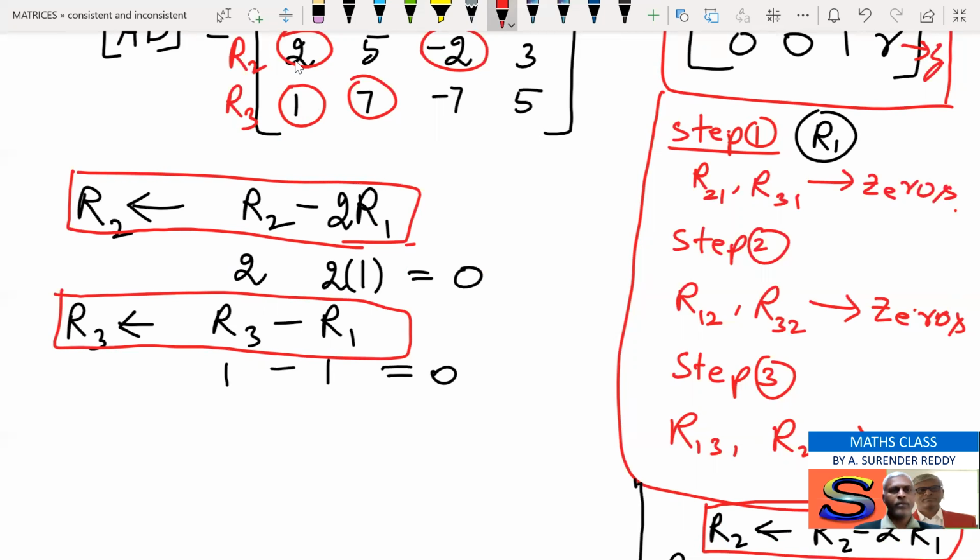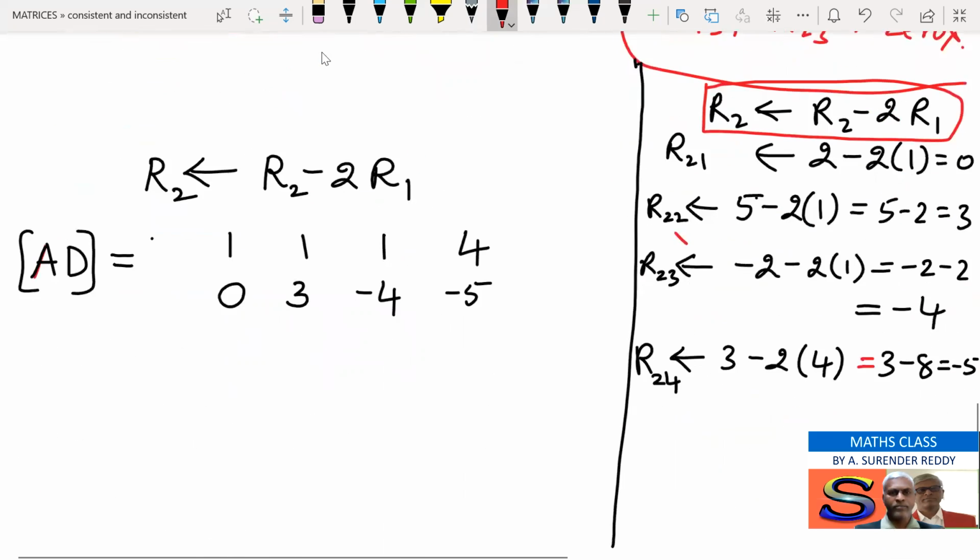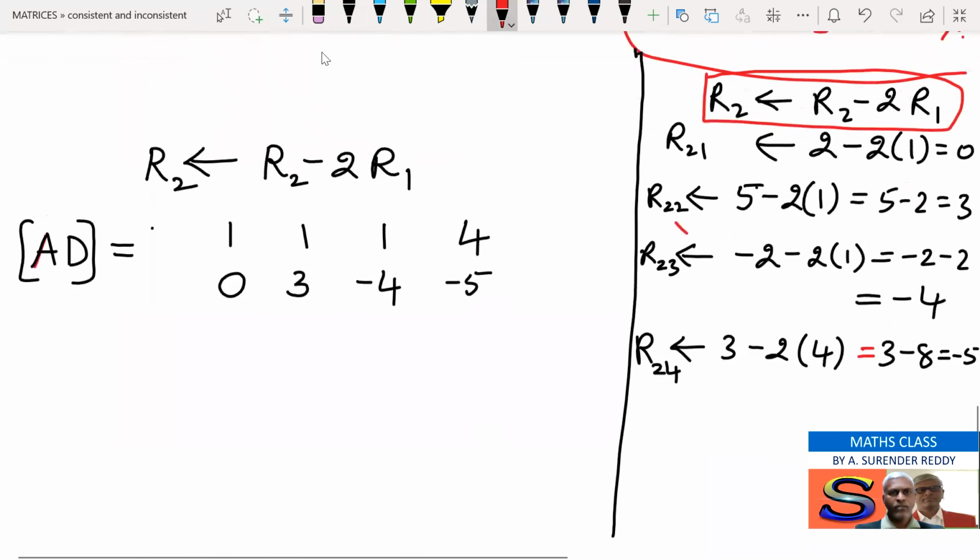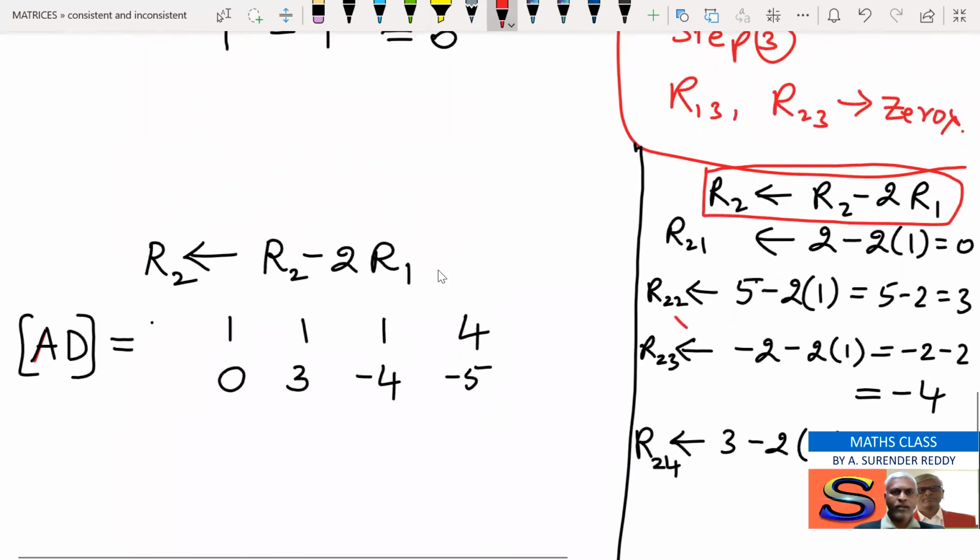taking the first element, 1 and 1, it becomes 0. So now what is the formula? We are converting R3 also as R3 minus R1. We are changing R3 as R3 minus R1.